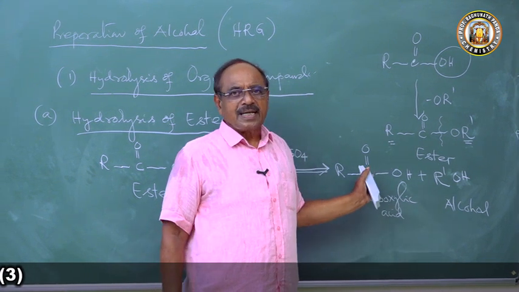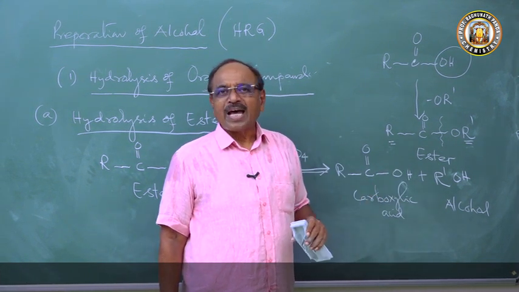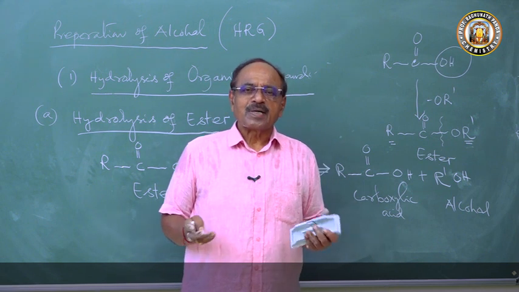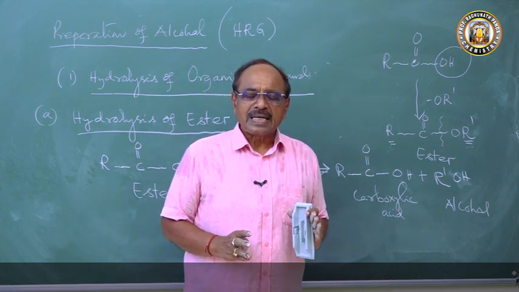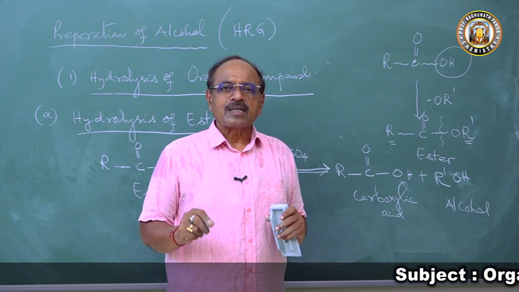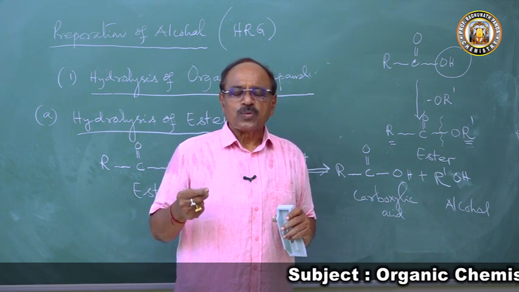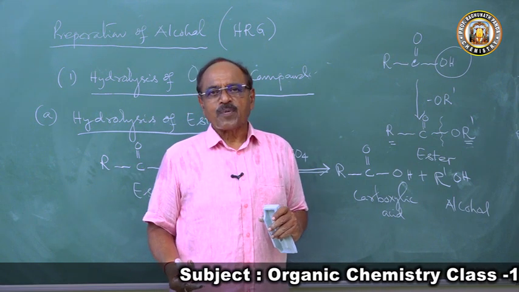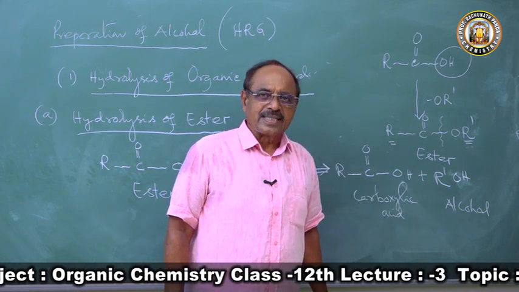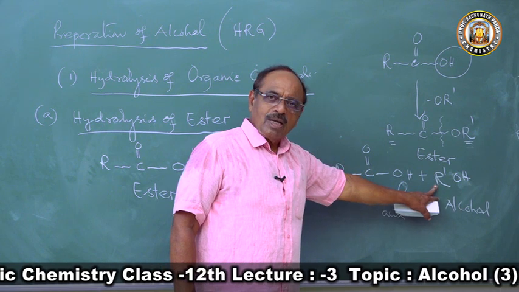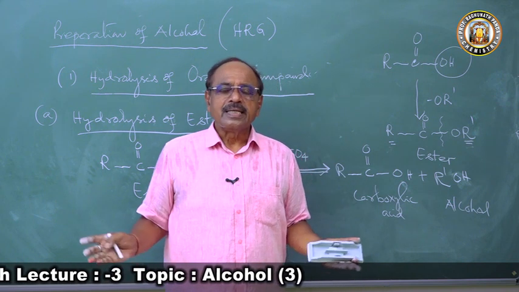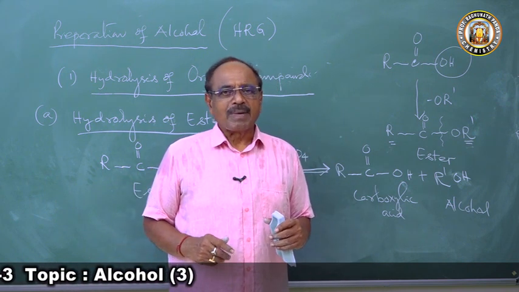Carboxylic acid has a higher boiling point than alcohol. Always, carboxylic acid has a higher boiling point than alcohol. Why? The carboxylic acid molecules remain in dimeric state because of intermolecular hydrogen bonding. Hence, they always have a higher boiling point than alcohol. Hence, we carry out fractional distillation. We know the boiling point of alcohol, so the alcohol will be distilled out first, and the carboxylic acid will remain in the flask. So very easily, in a very pure form, we can get the alcohol by this method.